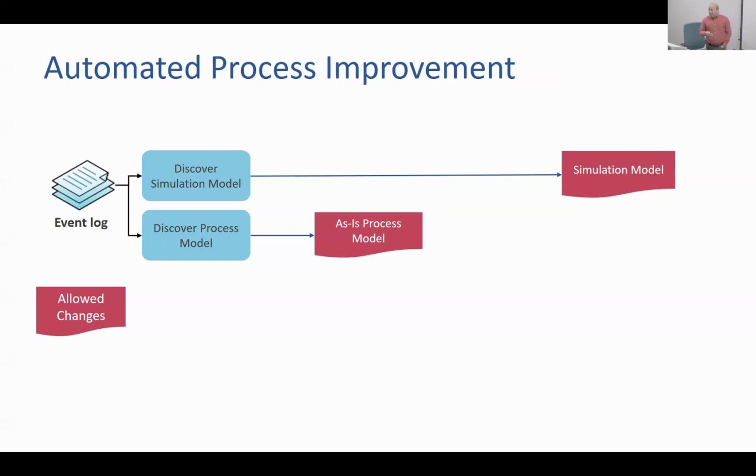Given that I have a simulation model and a process model, I can start doing some tricks. Like I can start saying, what if we change the order in which the 2 tasks are performed? What if we add a resource to this task? Or what if I remove a resource from this task? What if I tell this resource to work on Monday, Tuesday, and Wednesdays on this task, and on Thursday and Fridays on these other tasks?